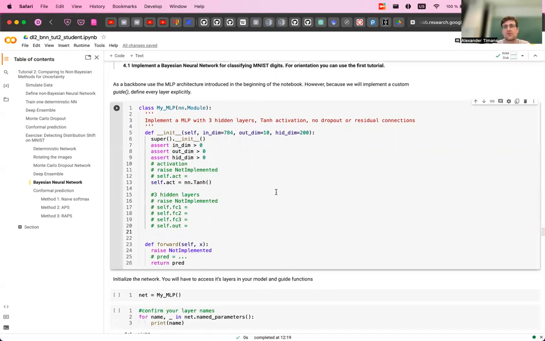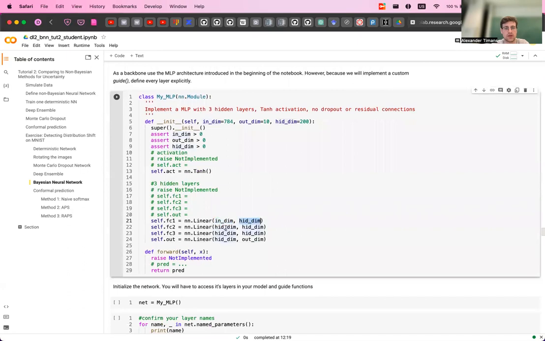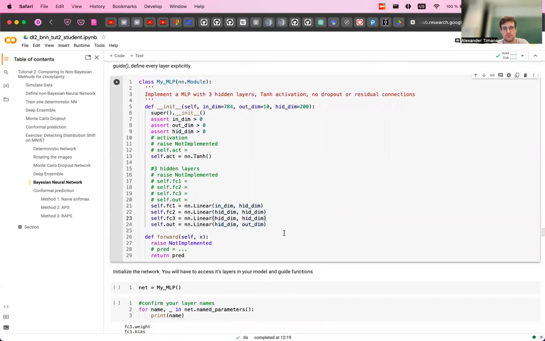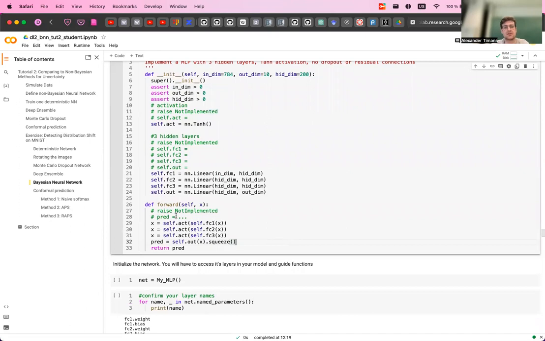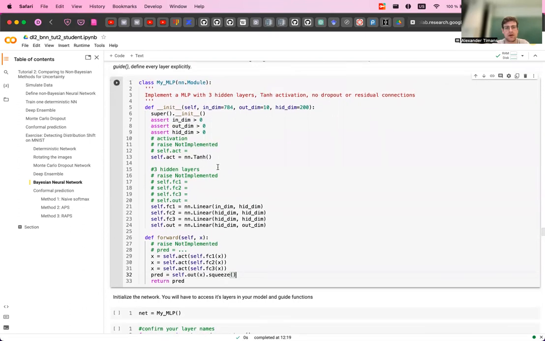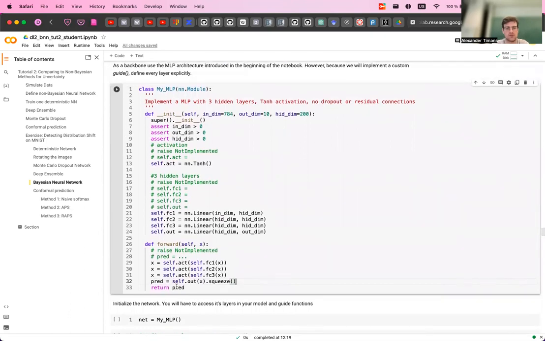And we will use, again, 3 layers, all of them linear, as in fully connected. So we go from input to hidden, then we have 2 hidden dimensions, and then we have the output dimension. Then we obviously need to implement the forward pass through our model. We run it through each of the layers and then through the activation function. Again, tanh activation function, no dropout, no residual connections. So we're done here. This will give us the logits. There's no softmax here yet. All right, so we can define our network here.